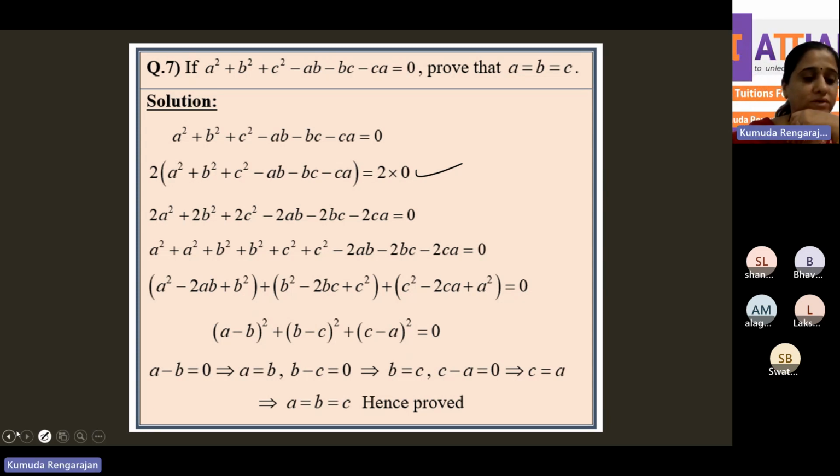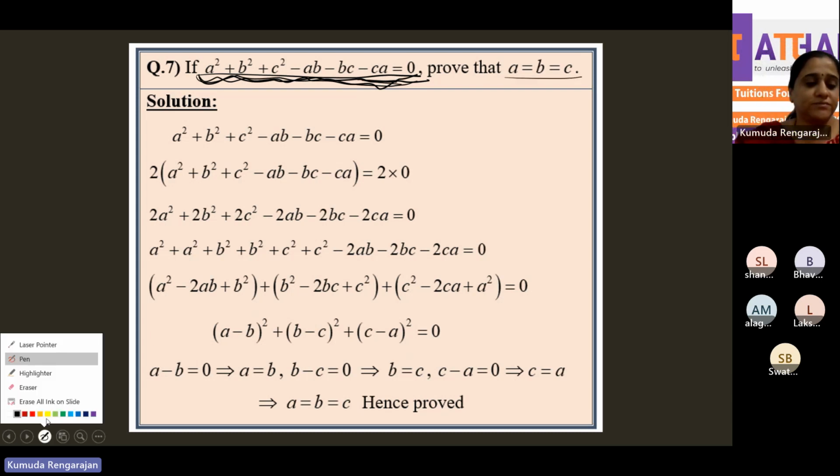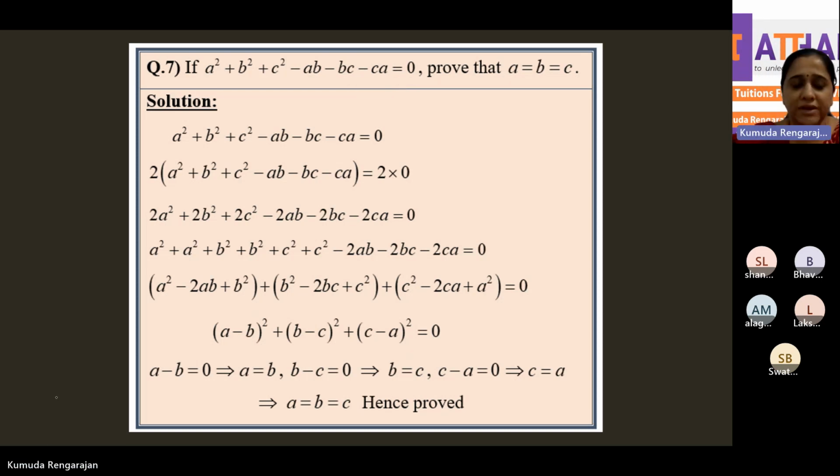So write out whatever is given here. What you have is an equation. If this one is equal to 0, so this is an equation. This condition is given already to you. You don't have to prove this. With this one given, you should prove that a is equal to b is equal to c. So take down whatever is given. This one is equal to 0. Take it down, and now work with this one.